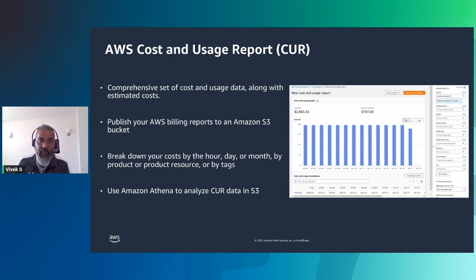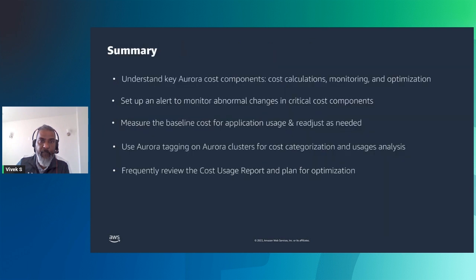You can break down the cost by hour, by day, or month, or even by product resource and by the tags we just learned about. That's how we can keep an eye on which particular cluster or which particular environment is costing me more. You can pick that one and run the cost optimization particularly on that cluster or environment. That's how you can reduce your overall Aurora cost. And like I said, you can use Amazon Athena to query and analyze the cost and usage report in S3 buckets.